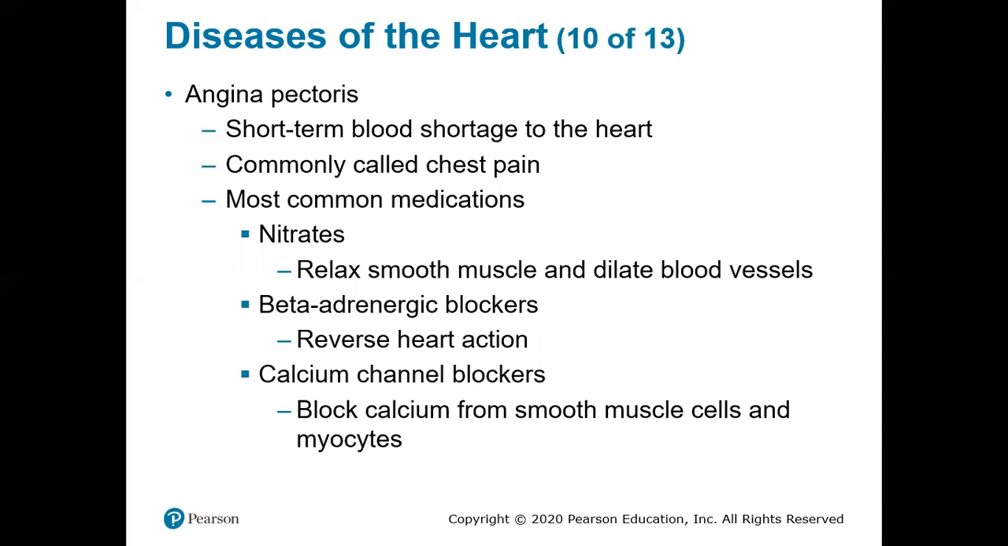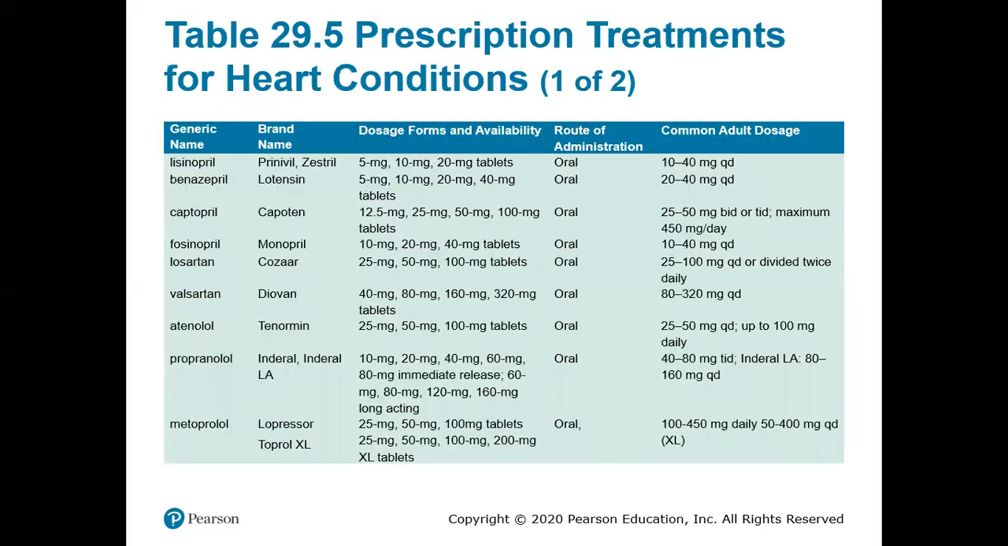Angina pectoris. This is short-term blood shortage to the heart, commonly called chest pain. The most common medications for this would include nitrates, which relax smooth muscle and dilate blood vessels, beta adrenergic blockers, which reverse heart action, and calcium channel blockers that block calcium from smooth muscle cells and myocytes. Table 29.5 on page 469 details prescription treatments for heart conditions.